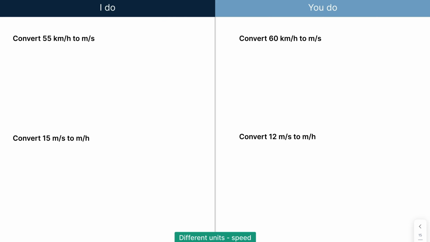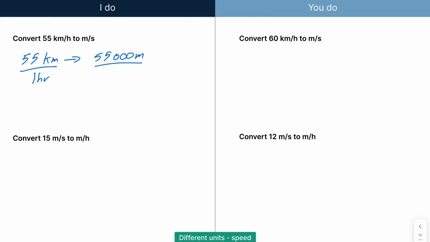So here's some practice questions we'll have a go at together. Here I've been asked to convert 55 kilometers per hour, so every 1 hour, to meters per second. So the top part's fairly straightforward. If I convert the kilometers to meters, that'll just be 55,000 meters. So that's done.